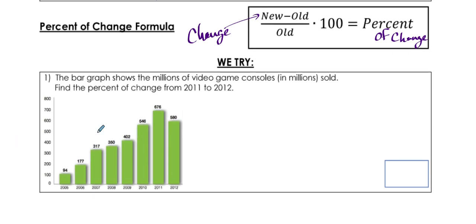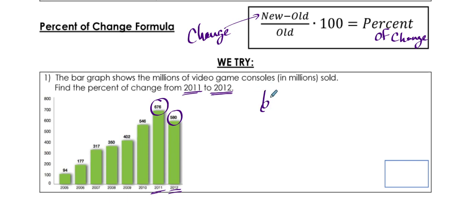Alright, so the bar graph shows the millions of video game consoles sold. Find the percent of change from 2011 to 2012. So 2011 to 2012. Even though those are numbers, we're actually not going to use those. That's just marking the year. We're using the video game consoles sold in each of those years.